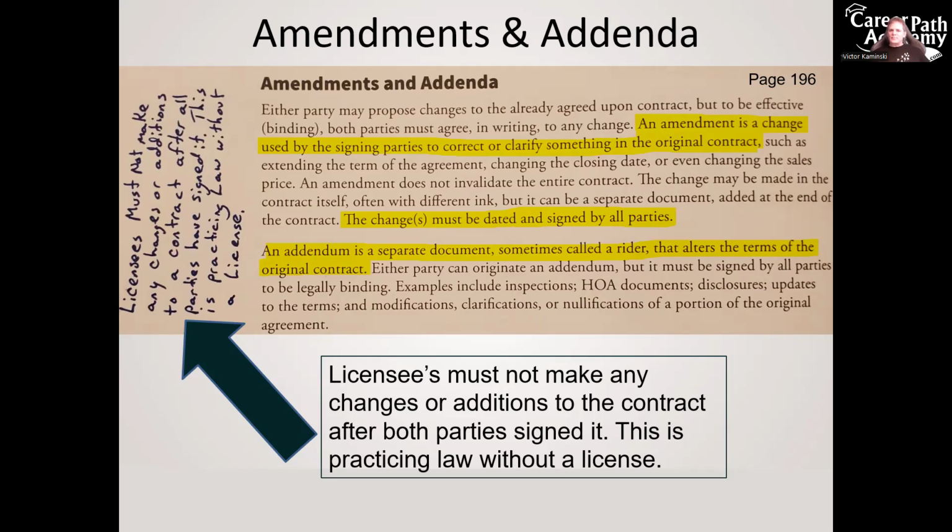Now, an addendum is a separate document, sometimes called a rider. It's something that alters the terms of the original contract because you're adding something to it. A separate document. You're adding an additional entire document. Now, either party can originate an addendum, but it must be signed by all parties to be legally binding. Disclosures, updates, terms, modifications, clarifications, etc. Let me know when you have this written here on the side and you got these highlights done.